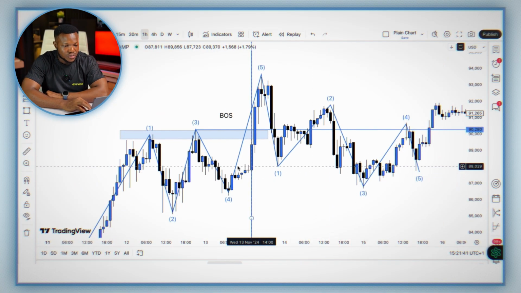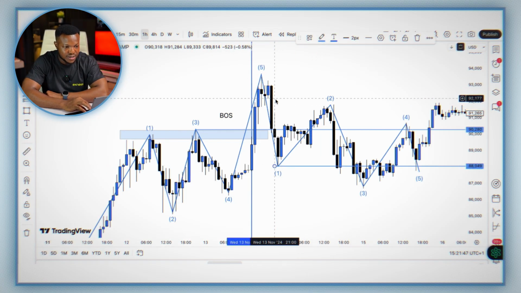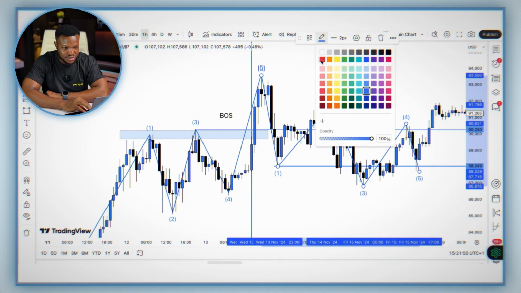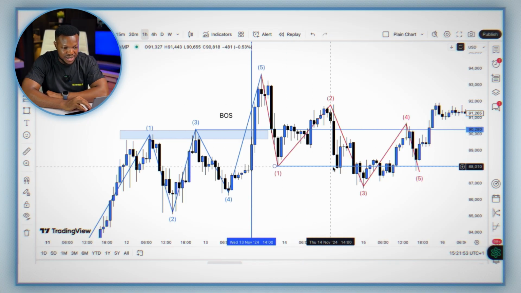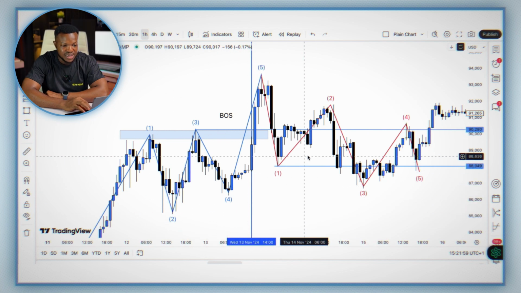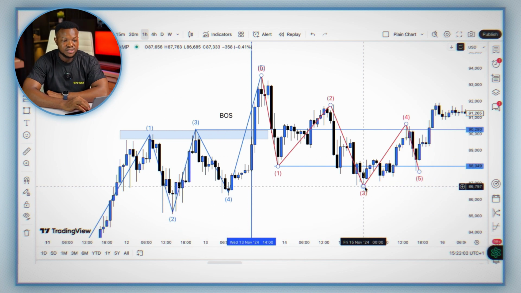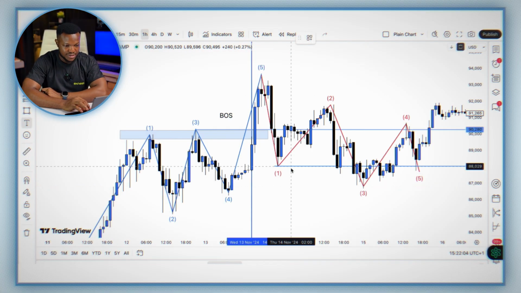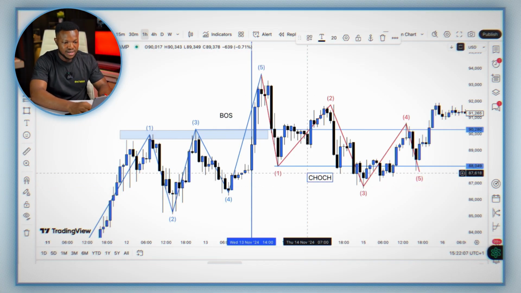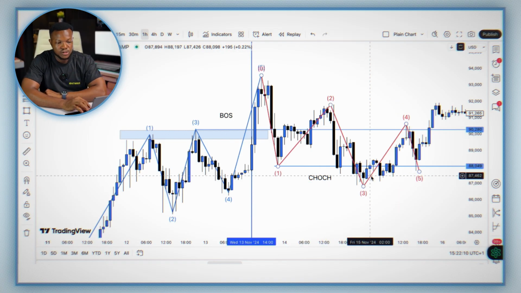So now I want to ask you, what do we have at this particular level here? Is it a change of character or a break of structure? Remember, this is the first time that price is creating a lower low. Before, it has been giving us the structure of a higher low. Is it a break of structure or change of character? Now, if you put a change of character there, you are correct. It is a change of character because it's the first time price is creating a lower low.